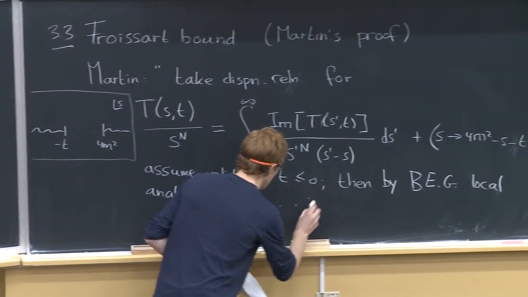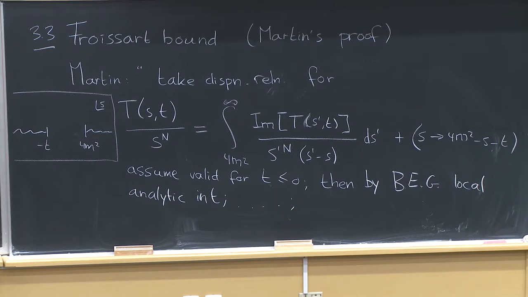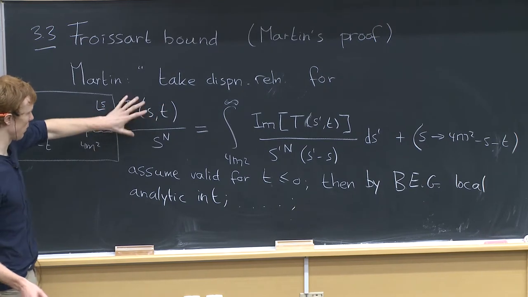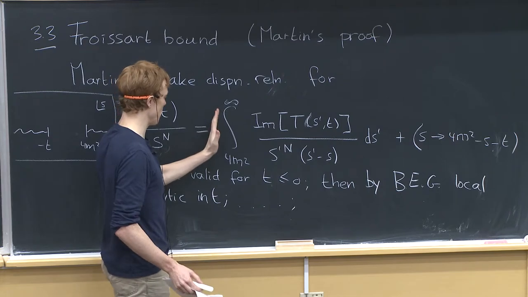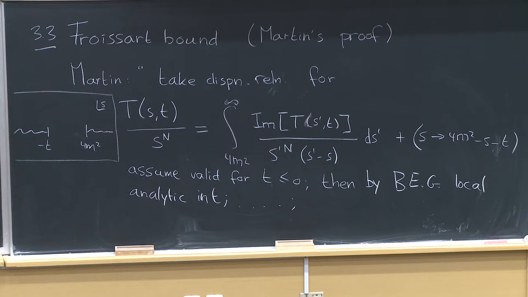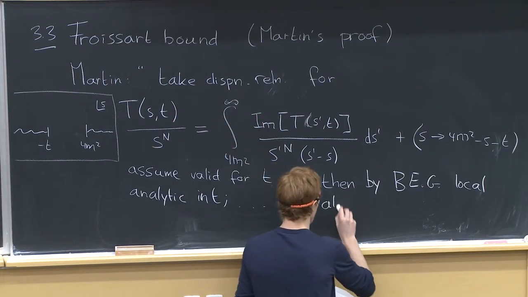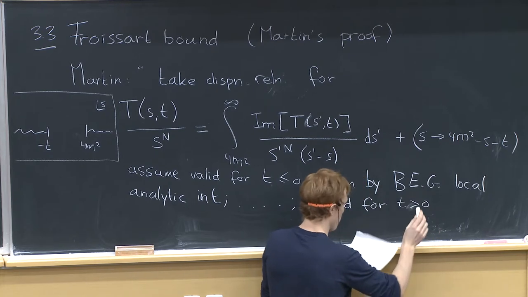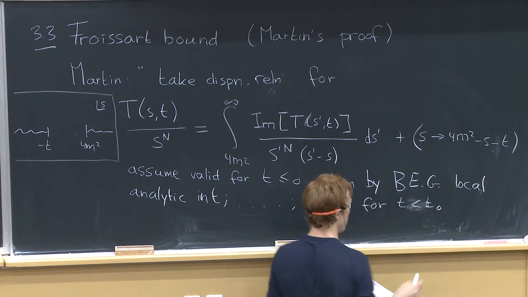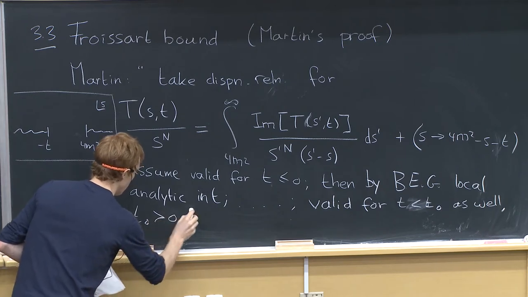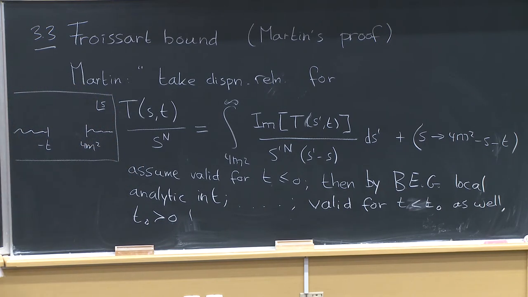This is not obvious. And this is the part I'm going to skip, because it requires a bit of trickery with analytic functions, where you want to, for example, write a series expansion around t equals 0 of this thing. So you take some derivatives of this thing. And then what Martin can prove is that you can take these derivatives inside the integral, and nothing goes wrong with the convergence of this integral. So it's all a bit subtle. But in the end, he shows that this is valid. Then, if this is all true, then it's valid for t less than t naught as well, where t naught is some positive number.